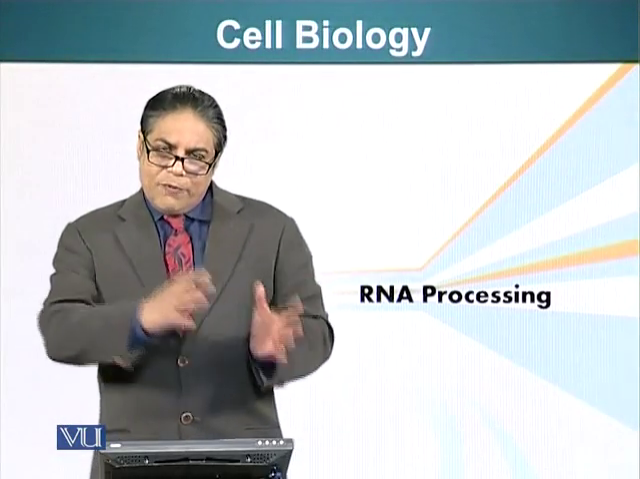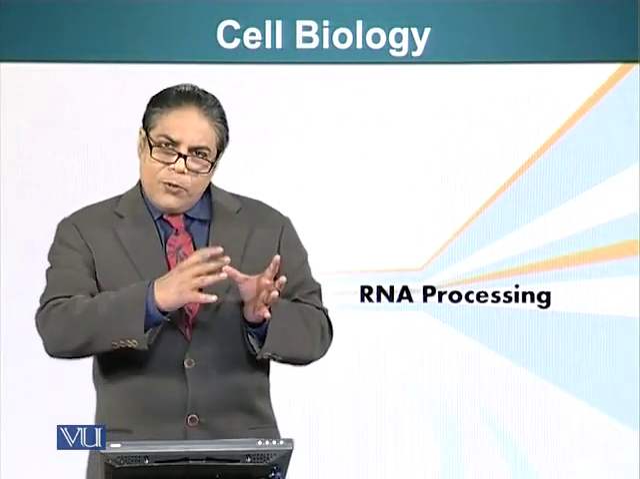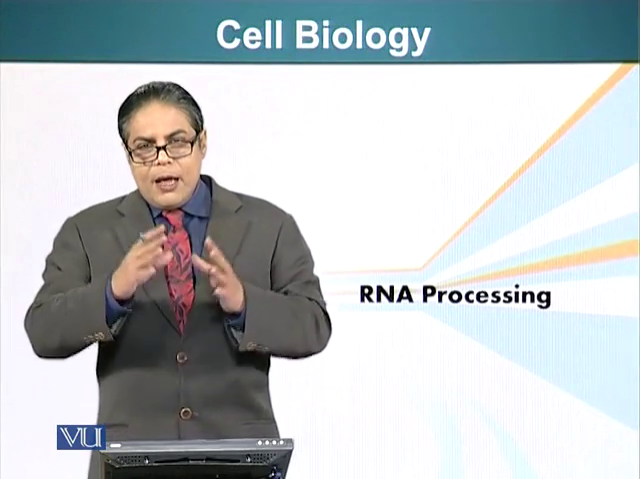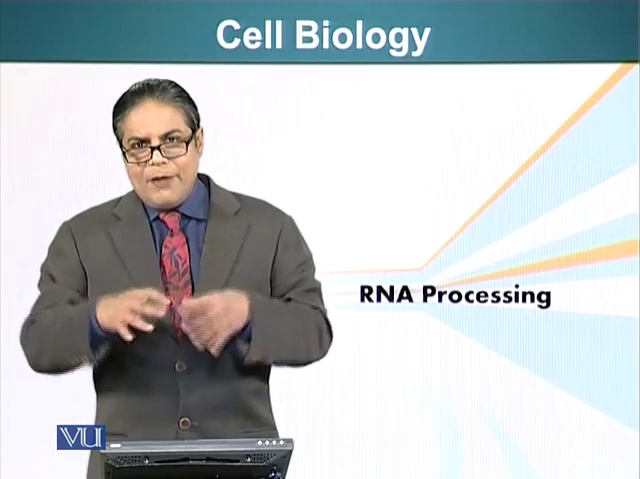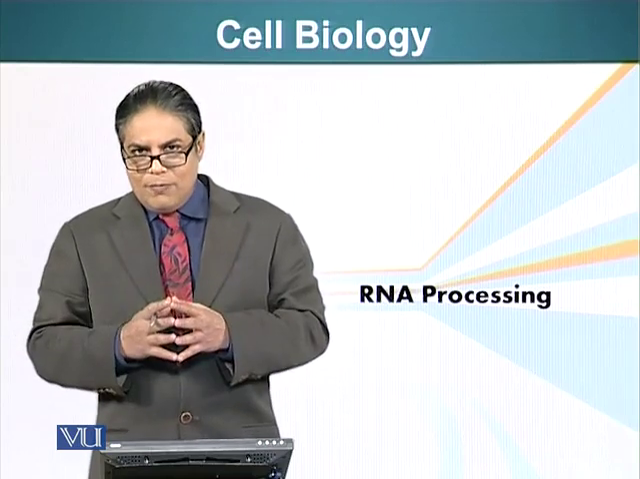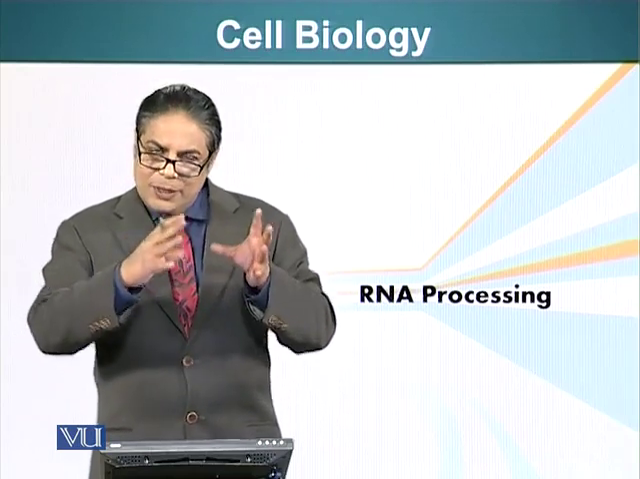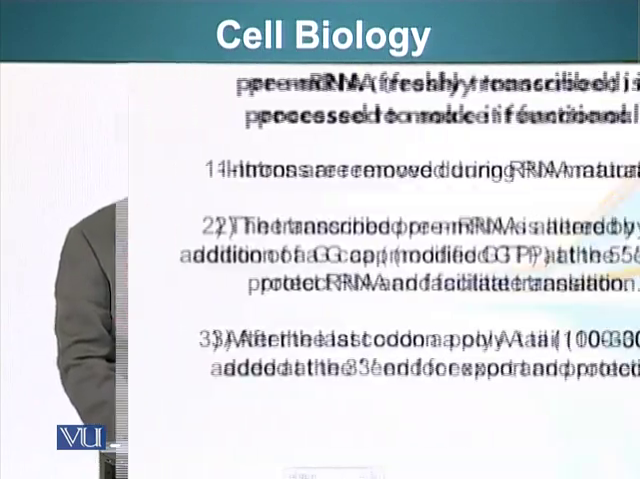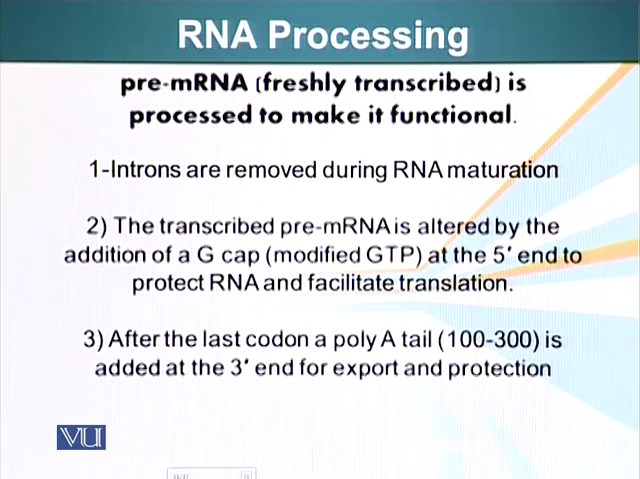So we just saw differences between how eukaryotes and prokaryotes regulate their genes. Eukaryotes have additional problems to solve because their messenger RNA, which is made initially, is not the messenger RNA which will be used for translation. The first RNA which is made is called the pre-messenger RNA, which has been freshly transcribed.